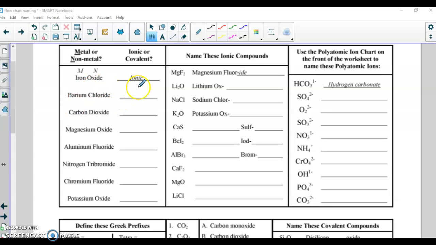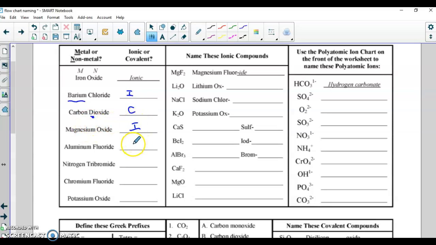Maybe the second page, since I think I put the first two together. But here we got barium. Barium's a metal. Chloride's a nonmetal. So that's going to be ionic. Carbon dioxide. Carbon's a nonmetal. Oxygen's a nonmetal. Plus, anytime you see this di, that's a good sign that's covalent. So that's covalent bonding.